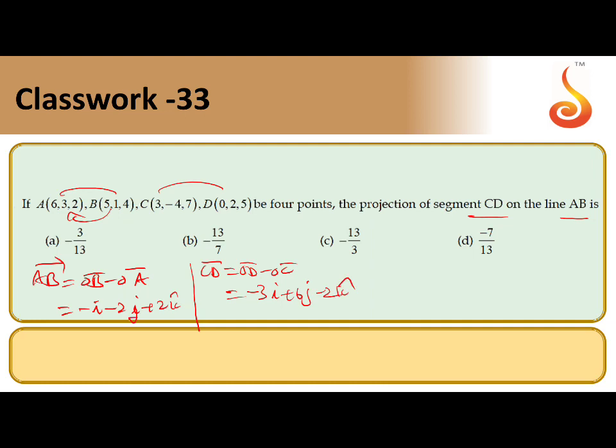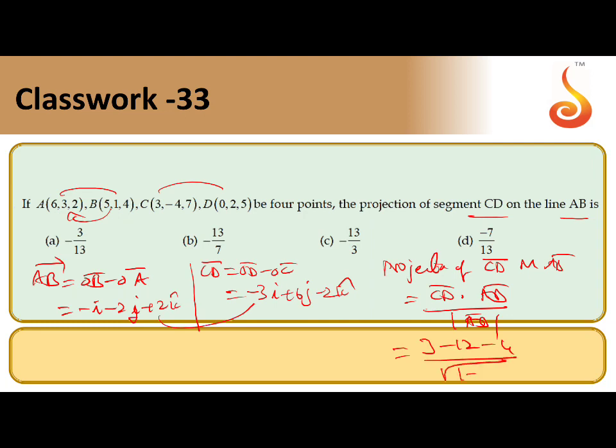So now the projection of CD on AB. What is the formula? CD dot AB by modulus of AB. So the dot product between CD and AB gives 3 minus 12 minus 4, divided by the magnitude of AB. AB is root of 1 plus 4 plus 4, root 9, which is 3. So that gives minus 13 divided by 3. Which option is matching? C option is matching. So minus 13 by 3 is the answer.